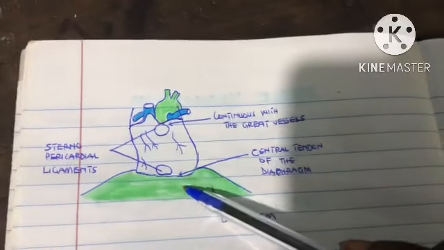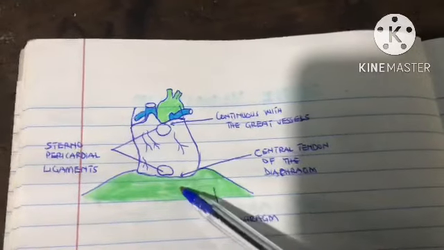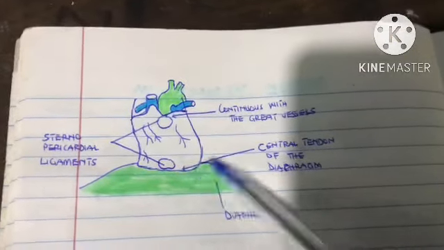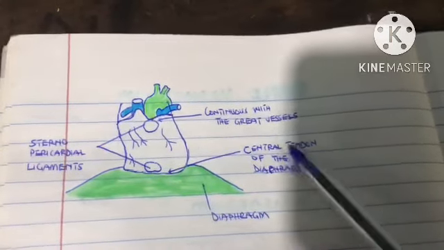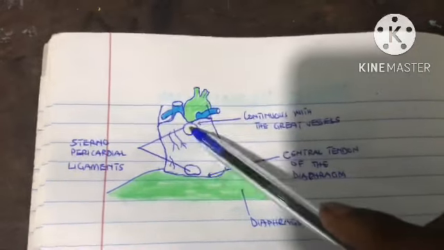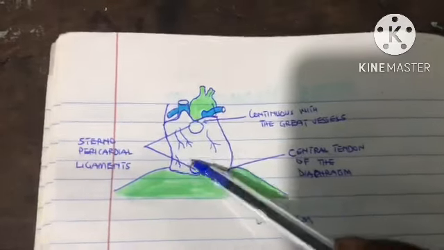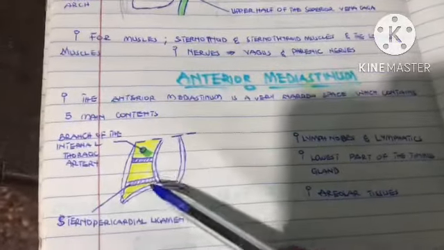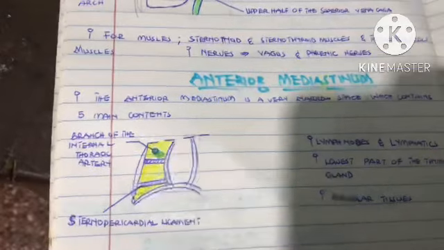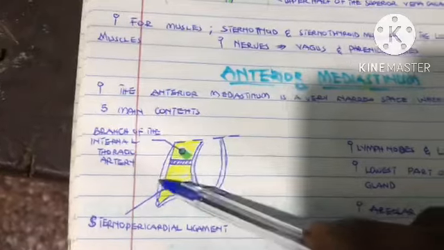Inferiorly, the fibrous connective tissue is attached to the diaphragm by the central tendon. So this is the central tendon, and this is the diaphragm. And these structures here are called the sternopericardial ligament. As I said, the sternopericardial ligament connects the pericardium to the sternum, as we saw here.